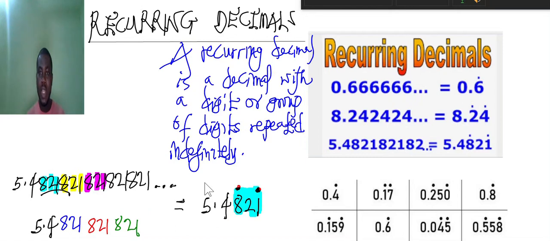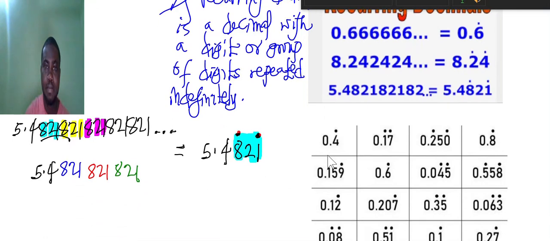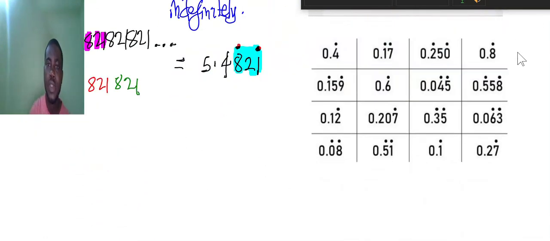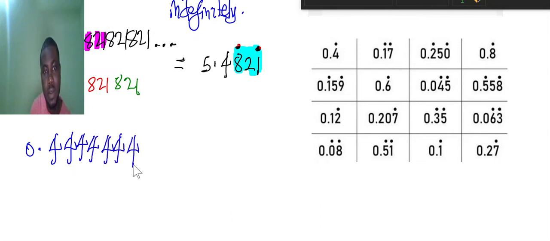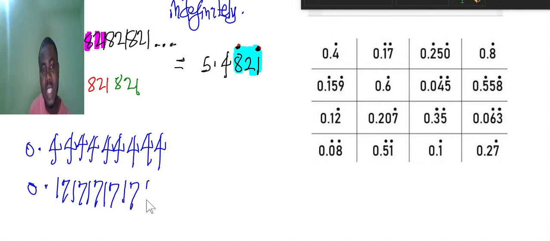Okay, let's see more examples of recurring decimals and let's try to interpret them. We have 0.4 with the dot placed on the 4. What does that mean? It means 0.4 with a recurrence of 4, 4, 4, 4, like that. Next, 0.17 with dots means 0. and then 17 keeps recurring. Basically, in all recurring decimals there is no end, so it's indefinite. This is how we show indefinite in math.